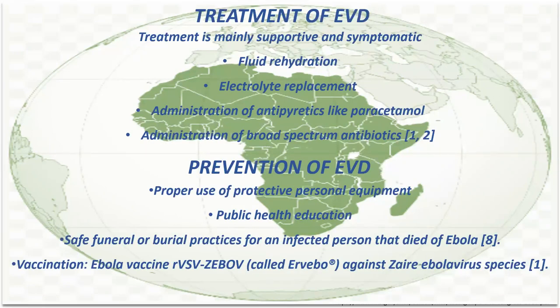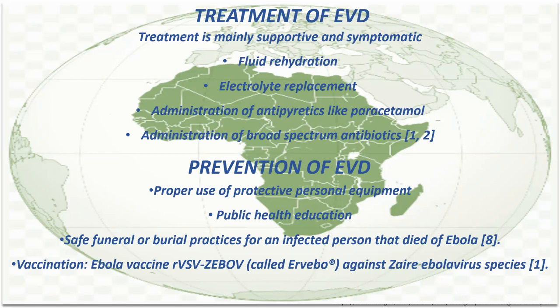Then there are treatments for Ebola virus, although there is no particular drug for Ebola virus for now. But the treatment is mainly supportive and symptomatic, with fluid rehydration and electrolyte replacement. The treatment can also be paracetamol, based on what symptoms you are developing at that particular time. It can also be antibiotics, based on your treatment.